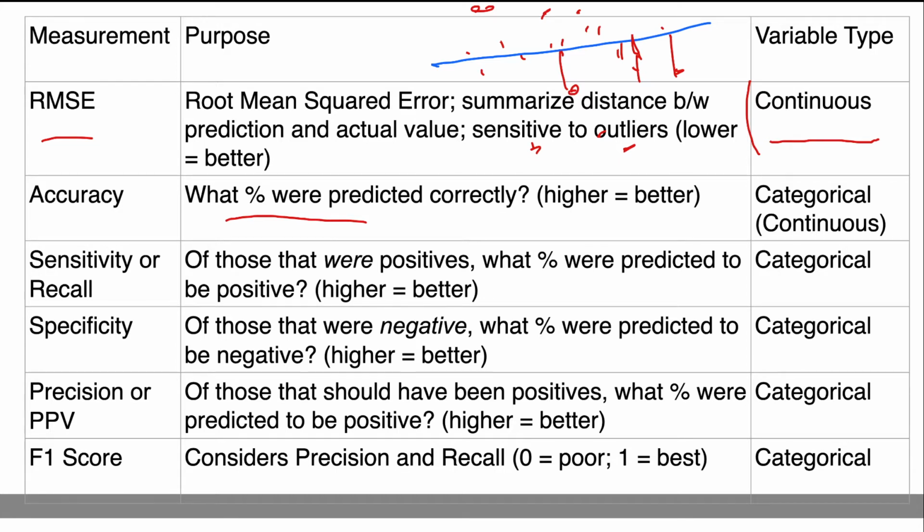So sensitivity, specificity, precision, F1 score. Remember when we showed the metrics thing? These are all ways to get at how many false positives we had, how many false negatives. What percentage of those that were negative were predicted to be negative? What percent of those that were positive were predicted to be positive? These are all appropriate in different circumstances, depending on what we're trying to accomplish.